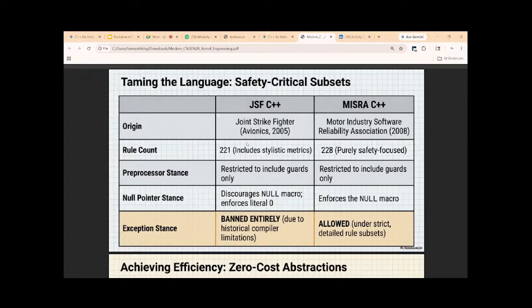If you throw a random number like throw 404, the person catching it has no idea what 404 means. Okay.